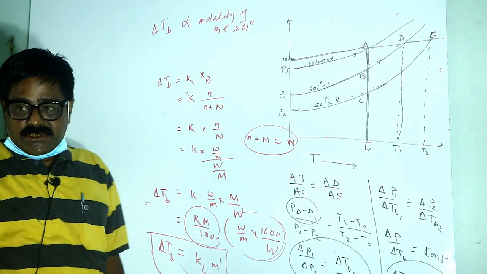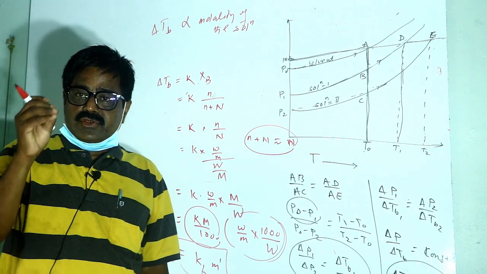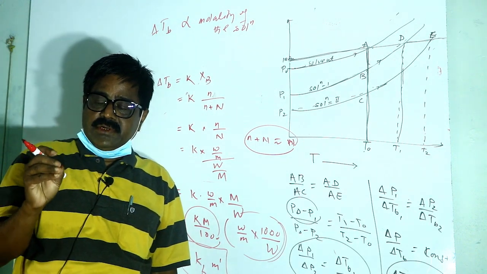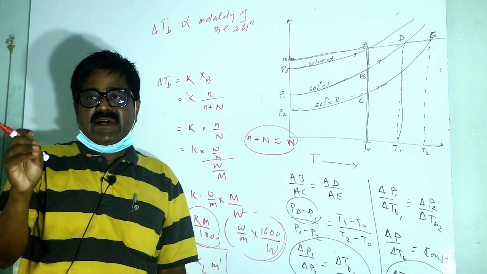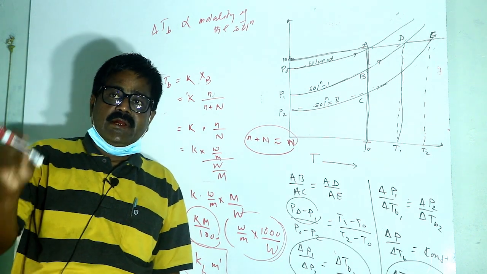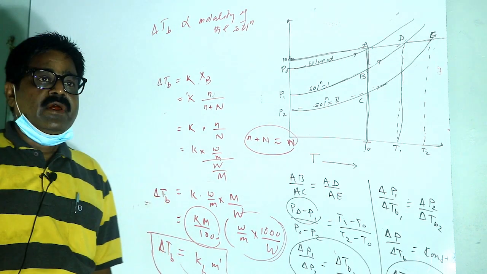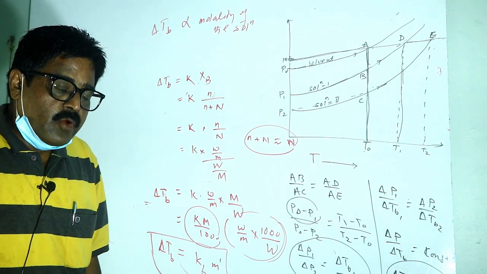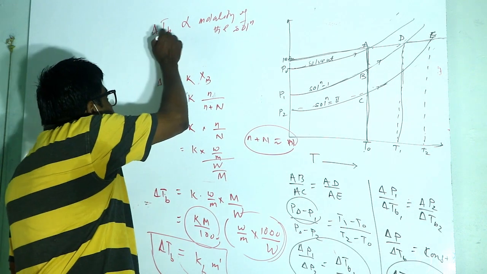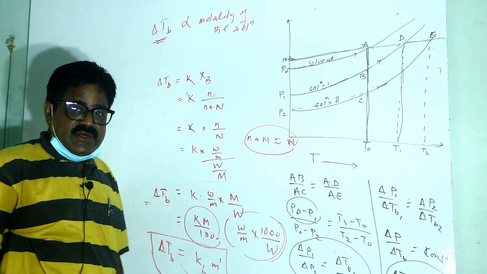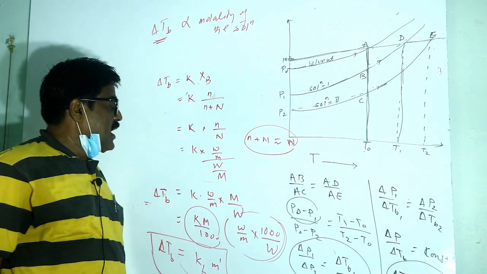As we have discussed, the property of the dilute solution which depends on the number of solute particles, or the number of moles of the solute particles, or the molality of the solution, is called a colligative property. Here the elevation in boiling point is a colligative property, as we have proved.